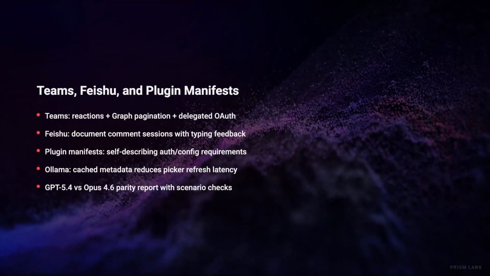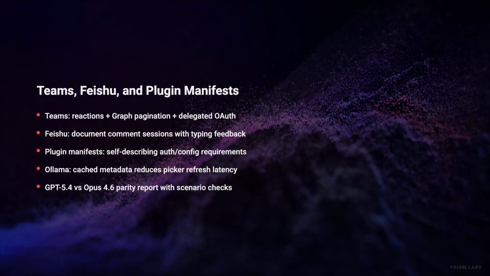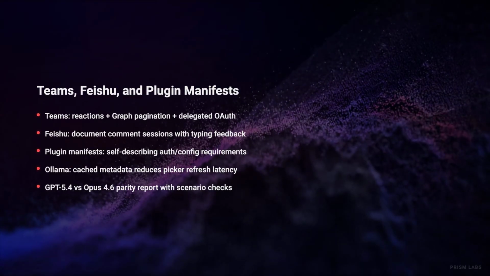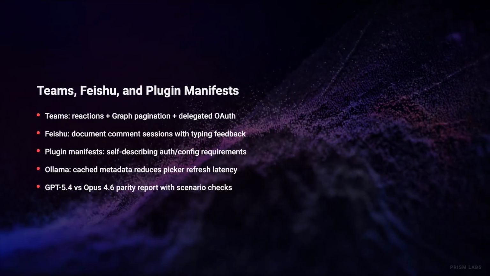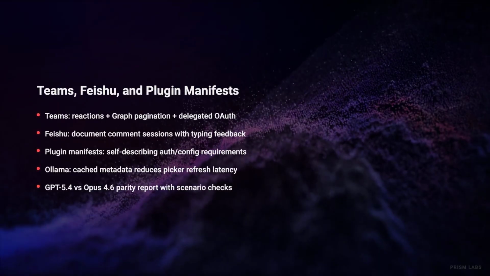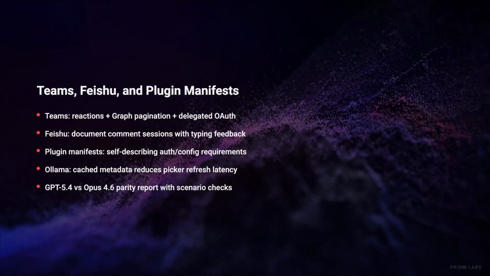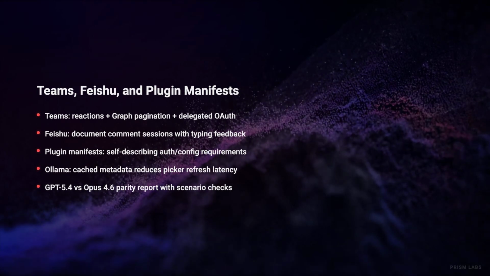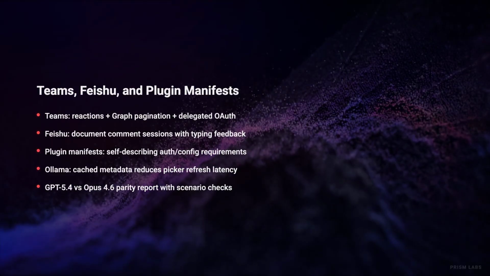The Olama provider gets a practical performance optimization, caching of model metadata and context window data during discovery, which significantly reduces the repeated API calls that were slowing down the model picker interface on every single refresh. For users with many local Olama models, this makes the picker noticeably faster and more responsive.